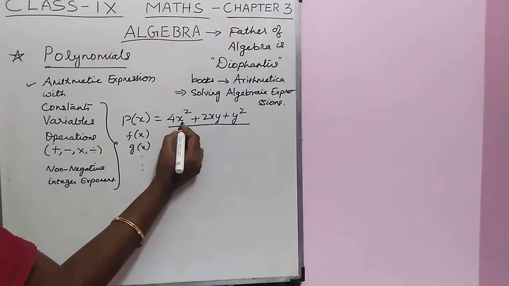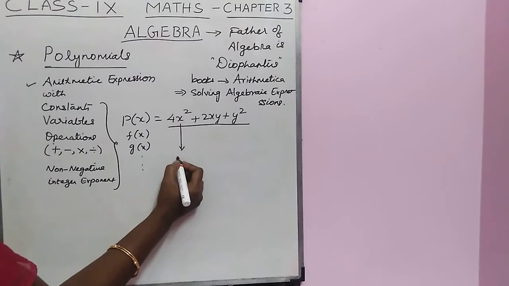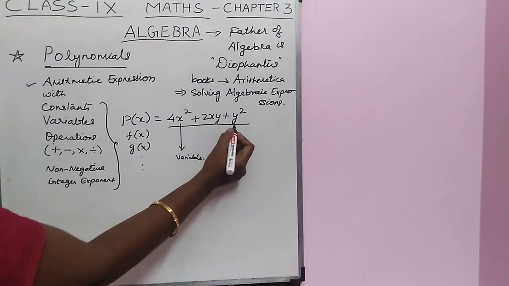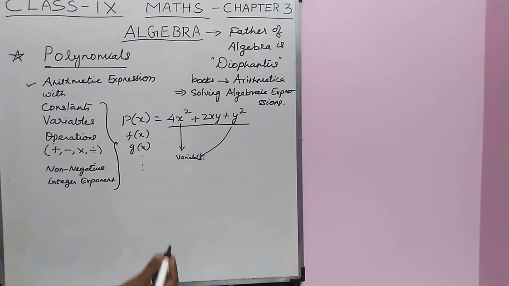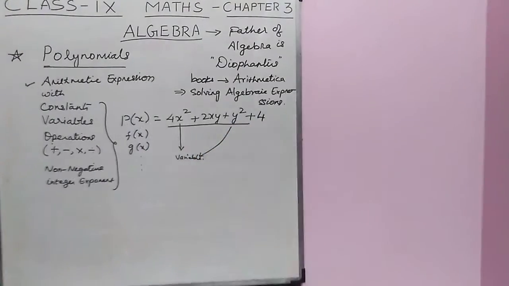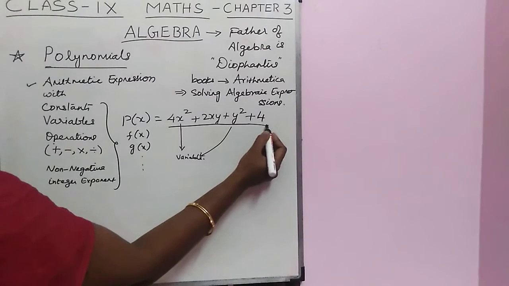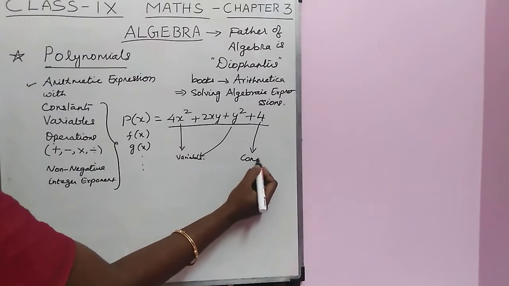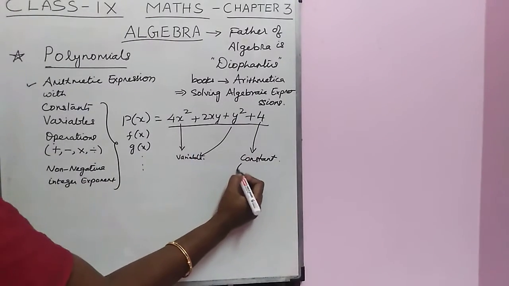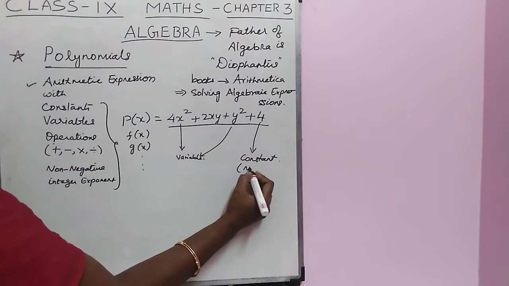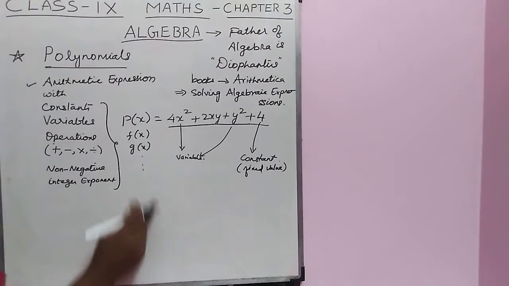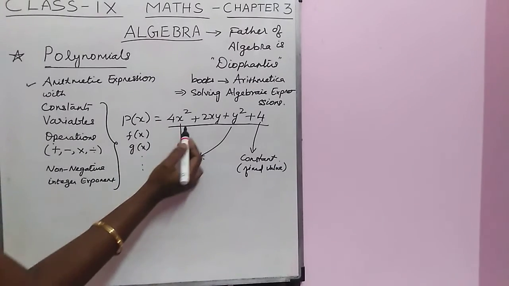Here this x is the variable, and here also you have y, which is again a variable. And 4 is the constant. This is the constant, a fixed value. It does not change. And a variable is something whose value changes.